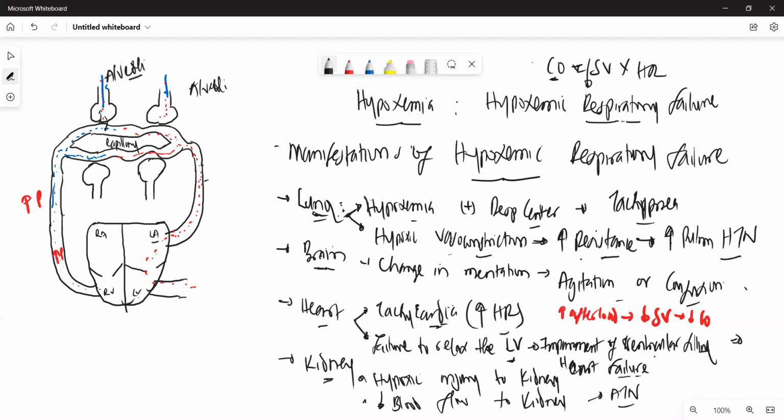So these are the manifestations of hypoxemic respiratory failure. We're looking for a patient that is tachypneic, heart rate is going up so they're tachycardic, blood pressure could drop, they are confused with a change in mentation, and of course, the kidney numbers might be going up.